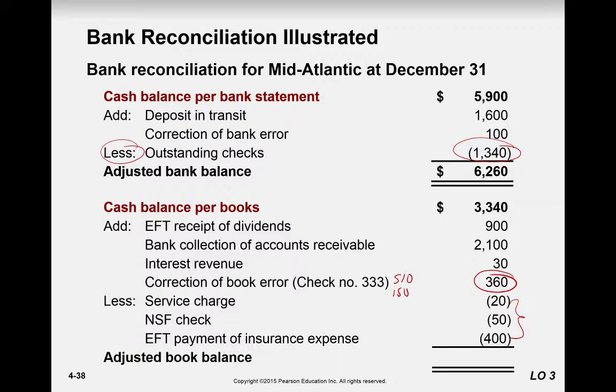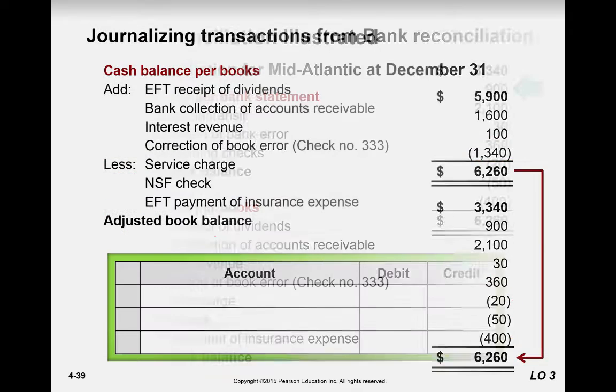Notice anything that I'm subtracting, I have as a negative. And these two balances equal. The $62.60 on the adjusted book balance and the adjusted bank balance, they equal. If they do not, you know you did something not right.